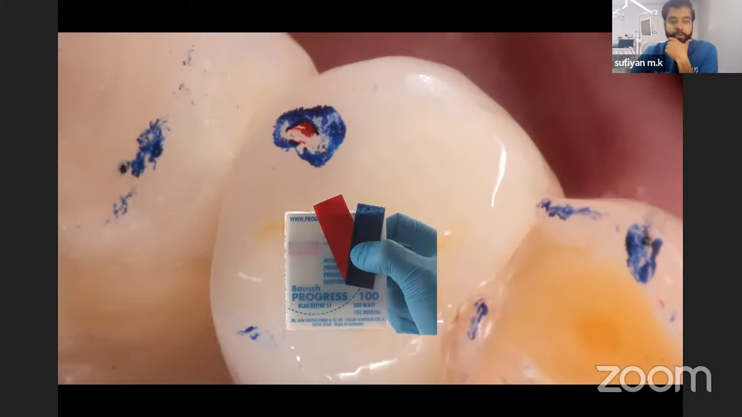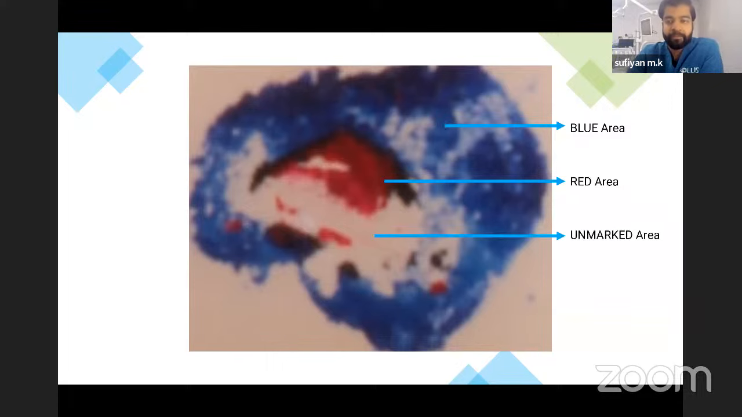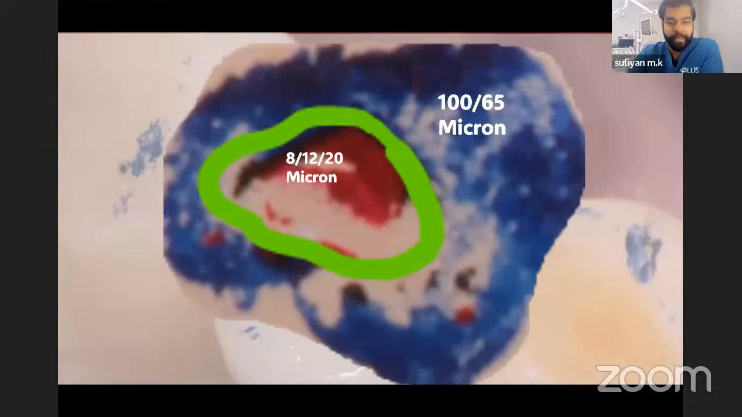Okay, let me tell you how to use it. So now you have used this after the crown cementation. You have checked the articulating paper marks, the blue one with the thicker paper, and the red one with the thinner articulating paper. Okay, let's dissect this occlusal paper marking. We'll have a broader area, that is a blue area. You will have a red area, that is the thinner articulating paper marking, and you'll have this unmarked area.